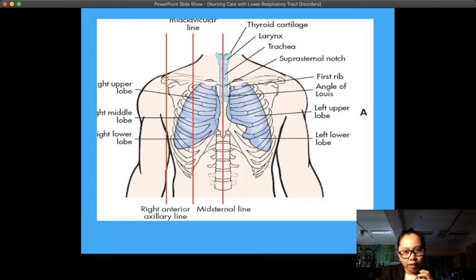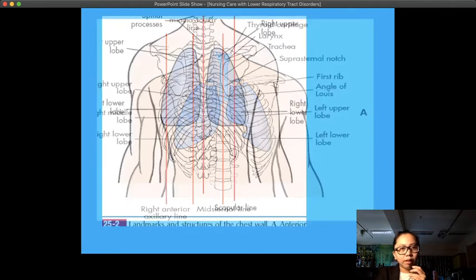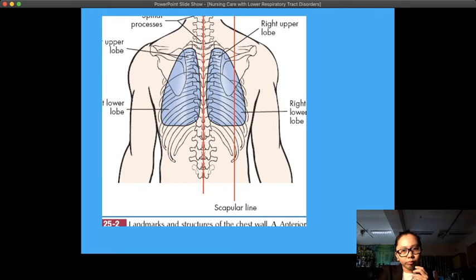Okay, and then these are the lobes. Okay, so first rib, this is your first rib. This is your angle of Louis. Okay, and then left upper lobe and then left lower lobe. Okay, so these things you have to always remember. Okay, so that is the anatomy, the landmarks and structures of the chest wall.